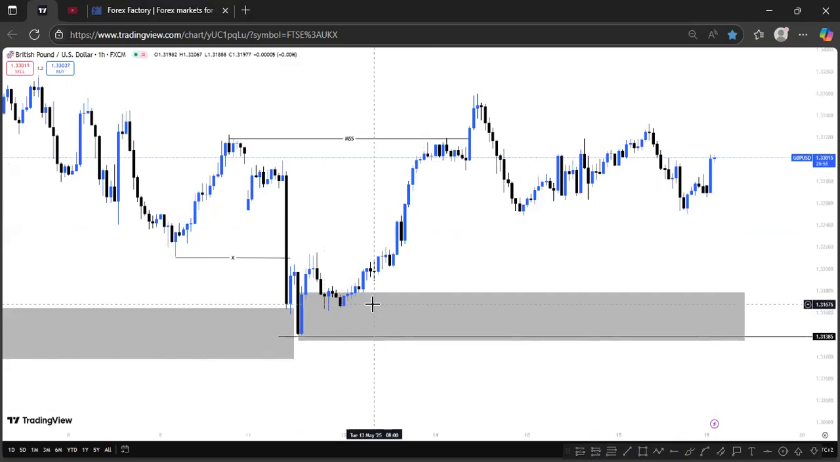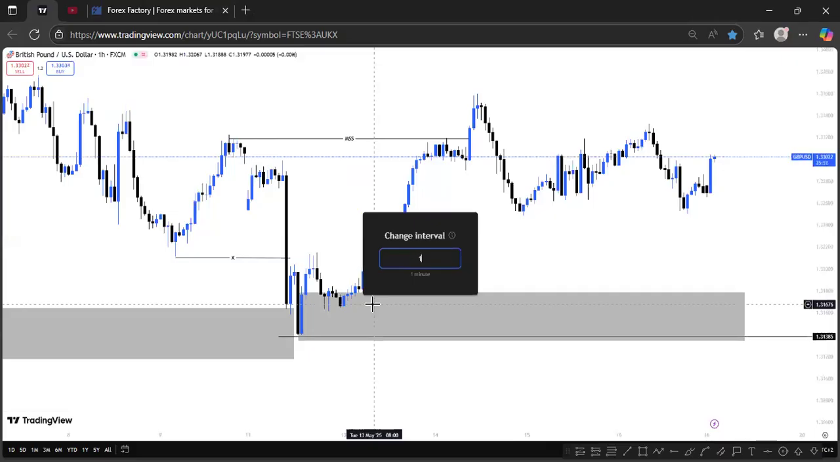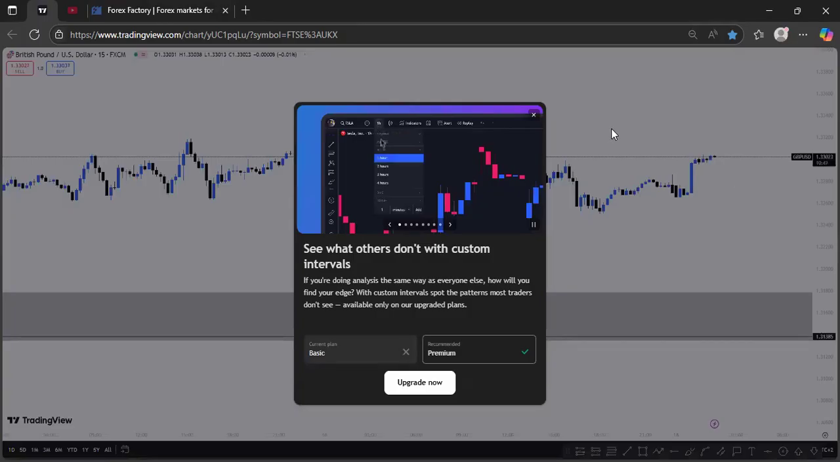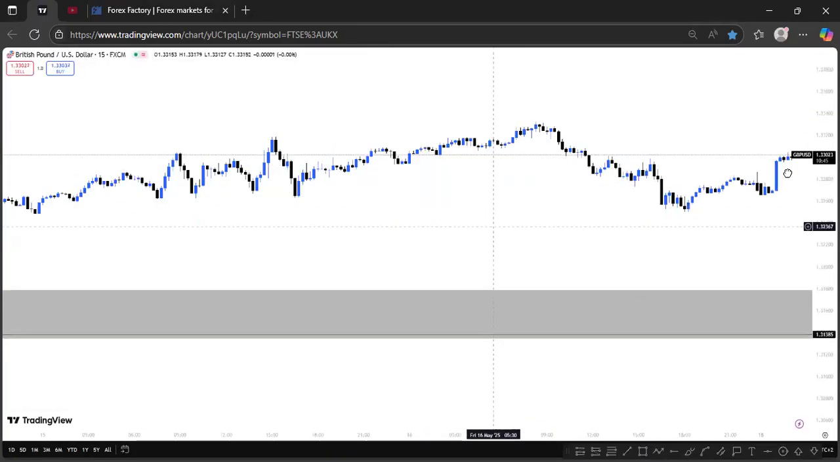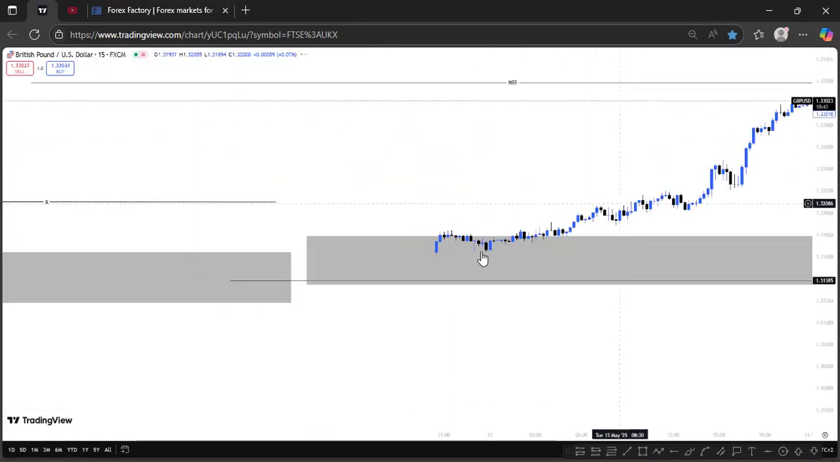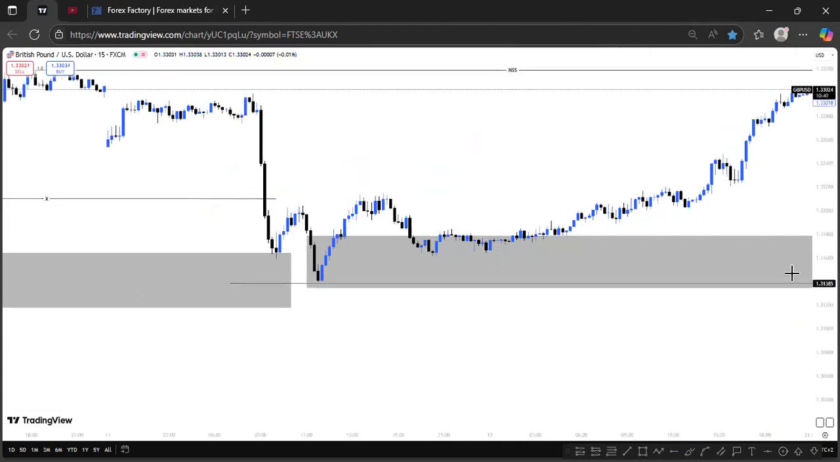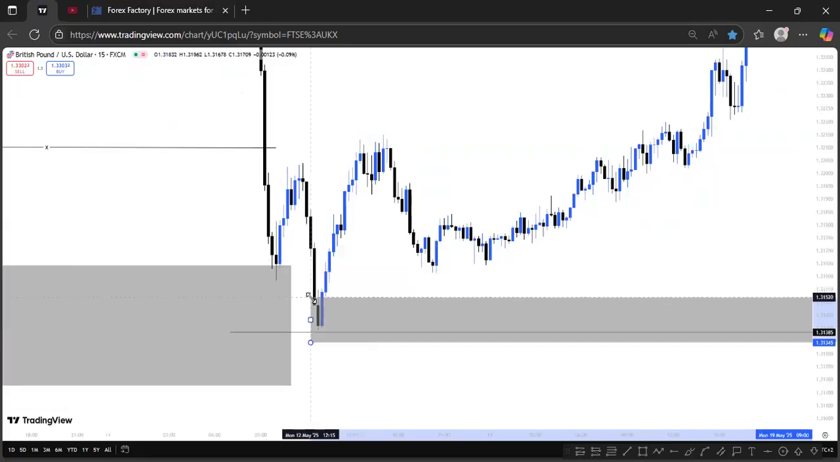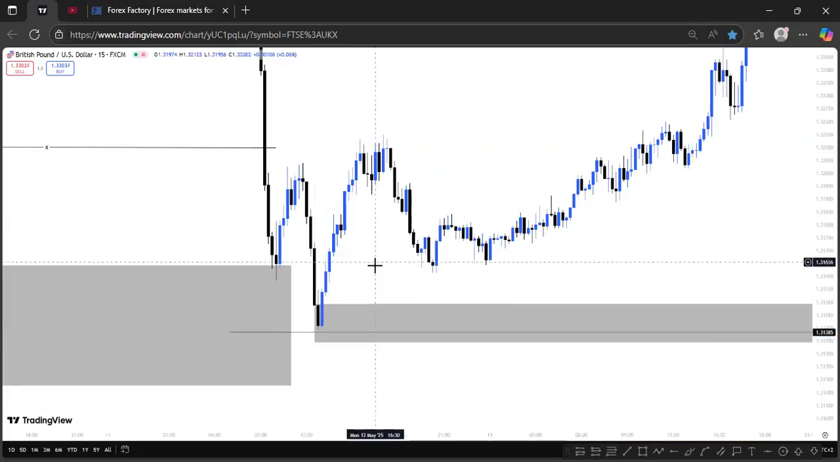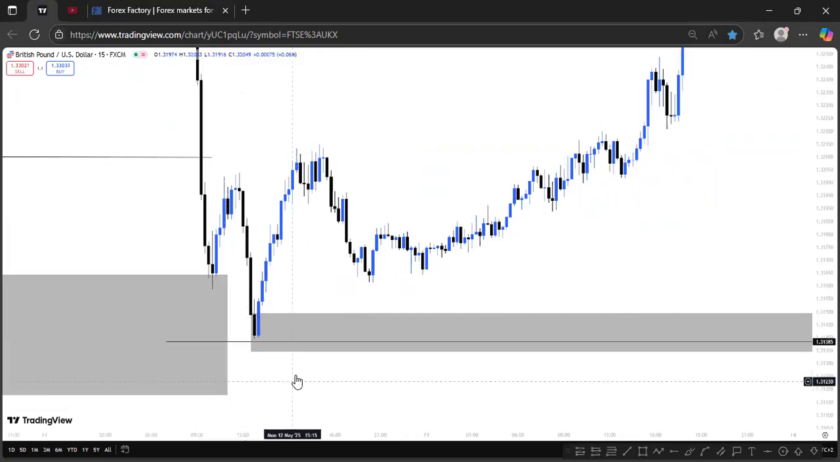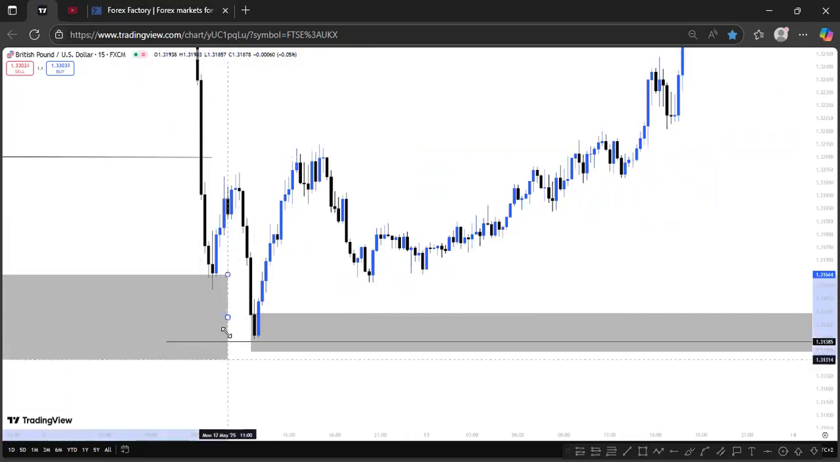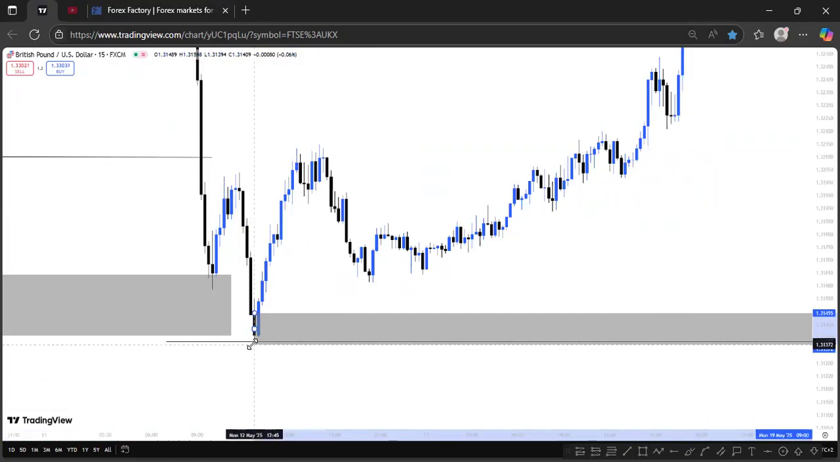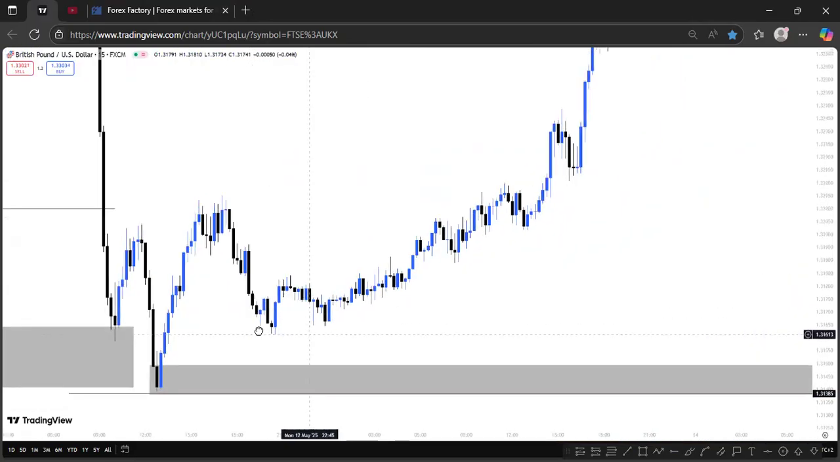But if we go to lower time frames, like our entry time frame, which is the 15 minutes time frame, back to the origin, we are clearly going to see that we have an unmitigated order block here. This is the unmitigated order block which we are expecting price to come back to and get it mitigated.